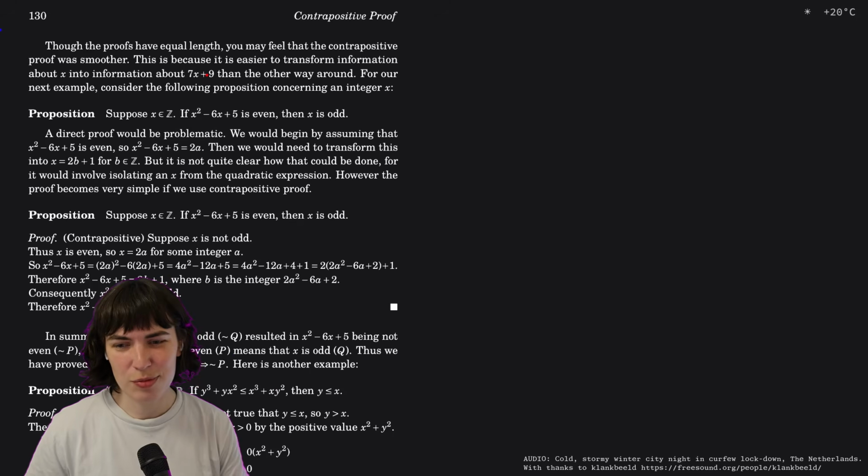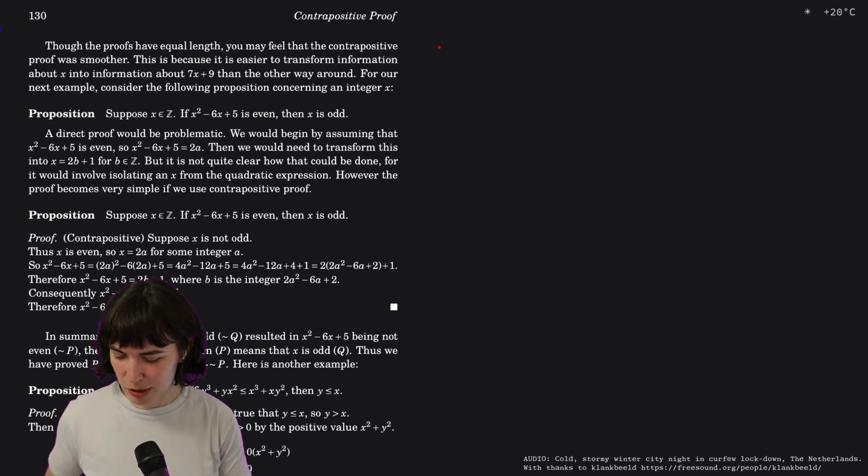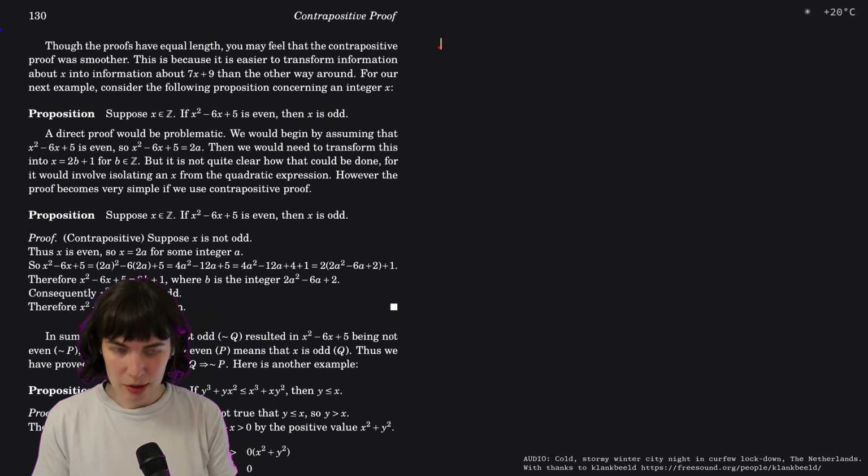I guess that's true. For our next example, consider the following proposition concerning an integer x. Suppose x is a member of the integers. If x squared minus 6x plus 5 is even, then x is odd. Okay, let's try this. Let's just barrel into this. I'm not going to read on. I'm just going to see.